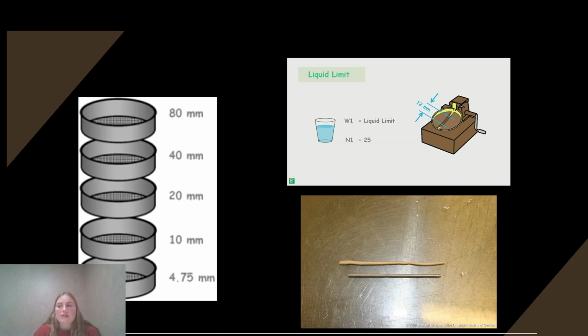After you find the plastic and the liquid limit, you can calculate the plasticity index. The plasticity index is just the liquid limit minus the plastic limit. You then compare this to the plasticity chart and decide the fine-grained soils classification.